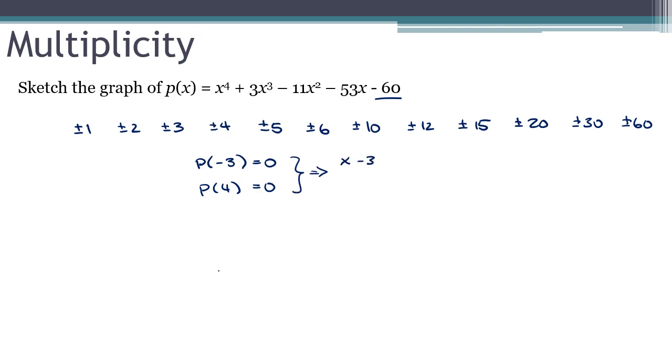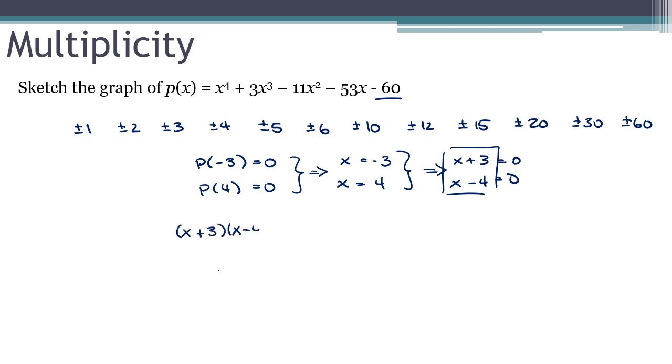All right, so that means x equals -3 or x equals 4 are the roots, which means x plus 3 and x minus 4, those are our two factors. Okay, good. So far it's looking like x plus 3 times x minus 4, and there's going to have to be some quadratic in here.